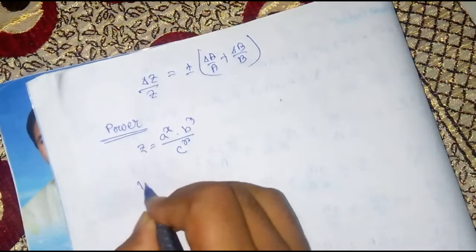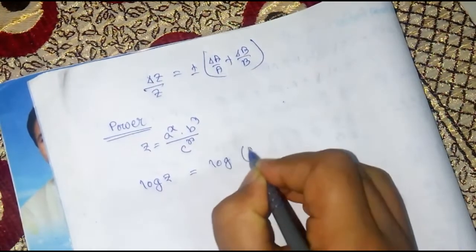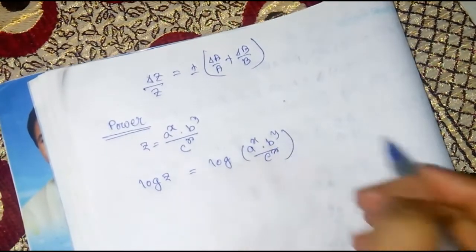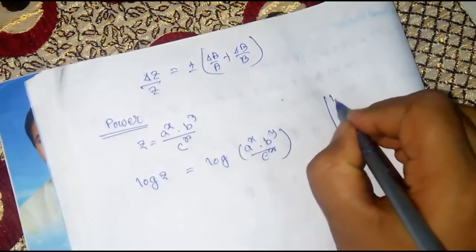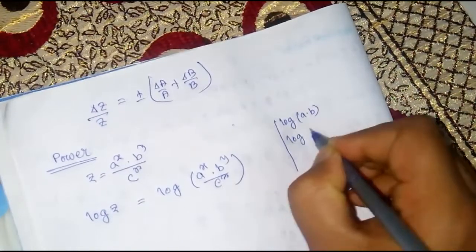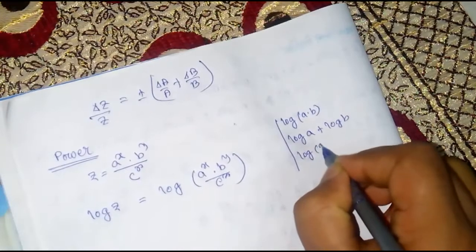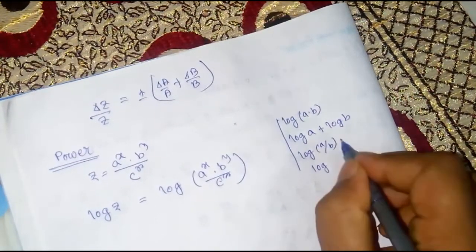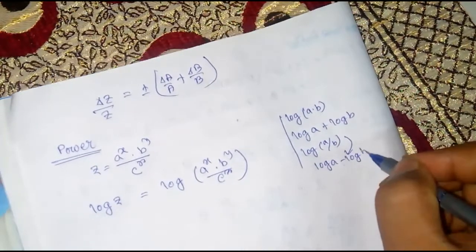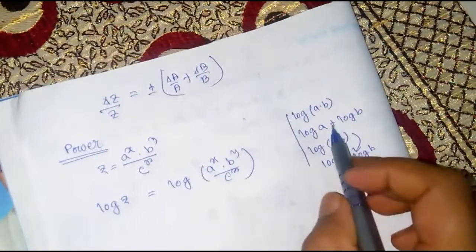So if you take log on both sides, this is log z and log of a to the power x, b to the power y by c to the power r. So the formula of logarithm: log of a dot b can be written as log a plus log b, and log a by b can be written as log a minus log b. Okay, if there is division, it can be separated by a minus sign, and if it is multiplication, then it can be separated by a plus sign.